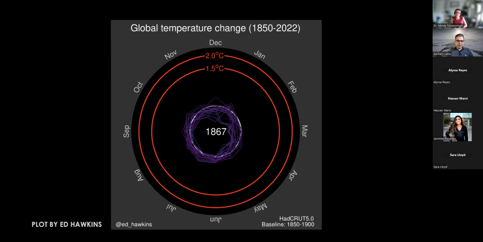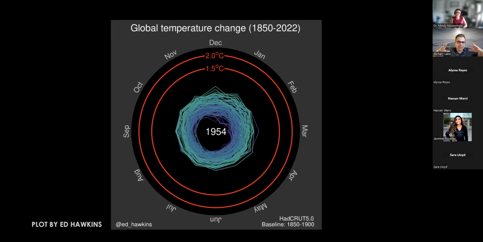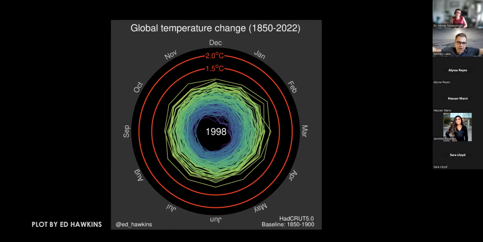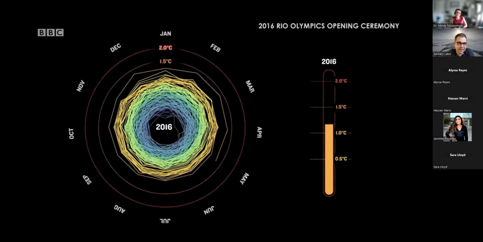So what you're looking at here is the temperature for every month since the 1800s all the way through present. And as you can see, it's spiraling outward. And that's because the climate is warming. So the further it goes outward, the more warming there is. So I thought this was a really powerful way to visualize this data.